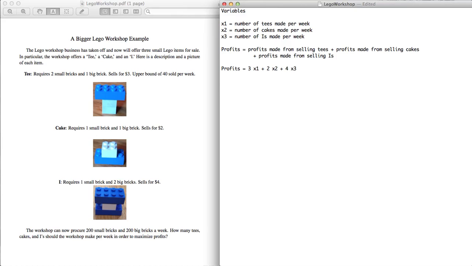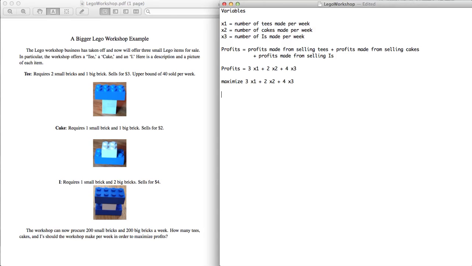So we can start formally writing down our linear program. Our objective is we're going to maximize 3x1 plus 2x2 plus 4x3. So we have our objective.